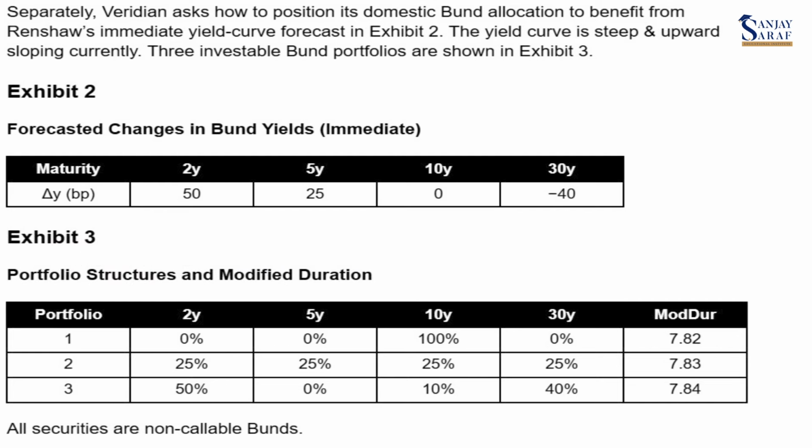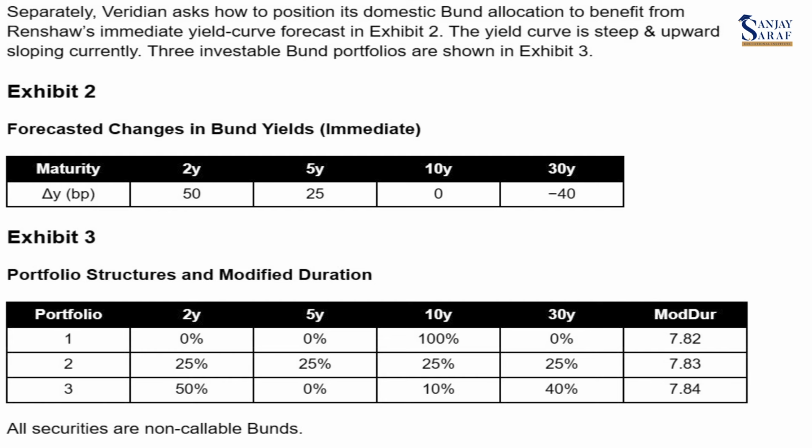So as you see, first of all, we have a forecast about what's going to happen to the yield curve. If you see closely, the yield curve is going to flatten because the 2-year rates and the 5-year rates are going to rise by 50 basis points and 25 basis points. No change in the 10-year rate, while the 30-year rate is going to fall by 40 basis points. Classic case of yield curve flattening.